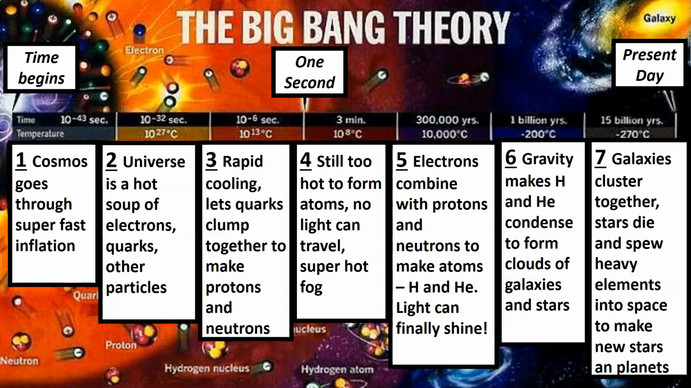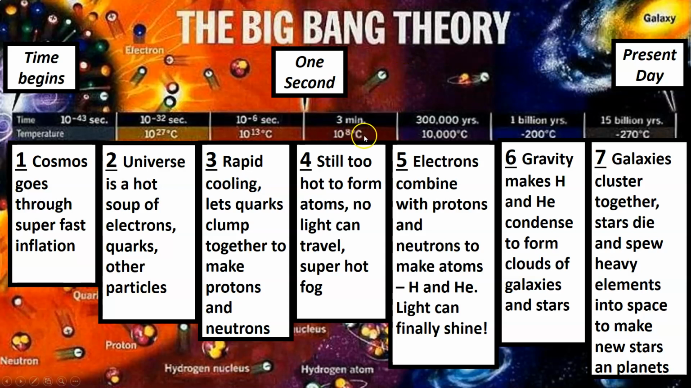And the quarks start to clump together, and when they start coming together, they start making protons and neutrons. That all happens within 1 second of the Big Bang. We go from nothing to all of a sudden having these little particles. They cool down enough that they can come close enough together to make protons and neutrons, but it's still so hot that things are moving so fast that they can't combine to form atoms yet. There's no light traveling around. It's basically described as a super hot fog.